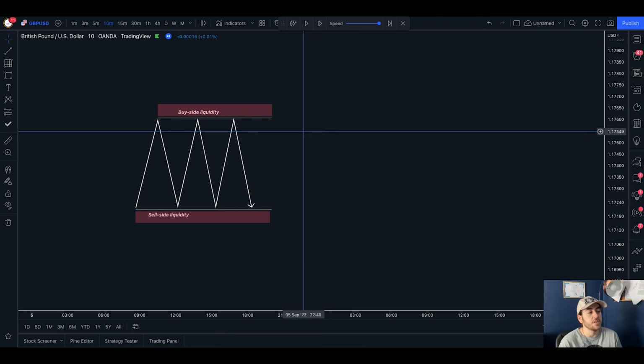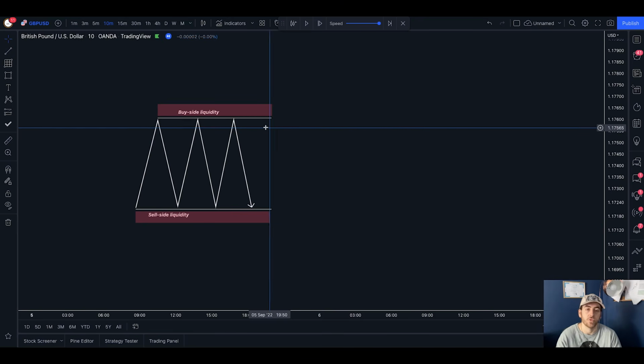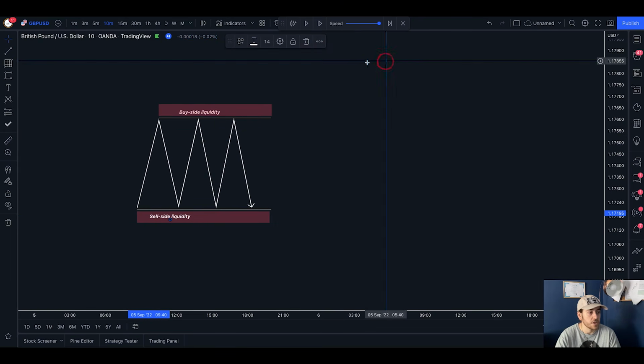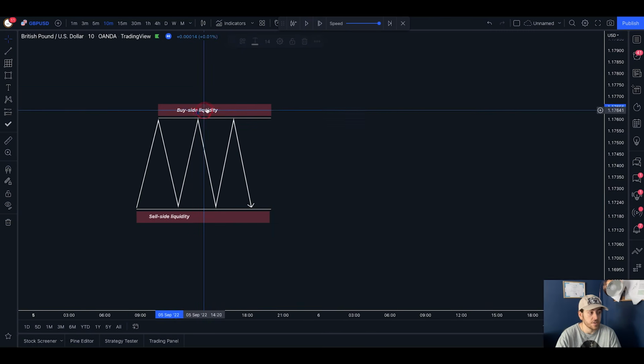Now that then brings us into the topic of today's video, buy side and sell side liquidity. This video is not designed as a tutorial to show you a trading strategy, but more so to help you understand the concept in the market so that you can start to use that to your advantage and see it more when you're trading. The two types of liquidity we have are buy side liquidity and sell side liquidity. Now they're essentially the same thing, but they point in either direction.